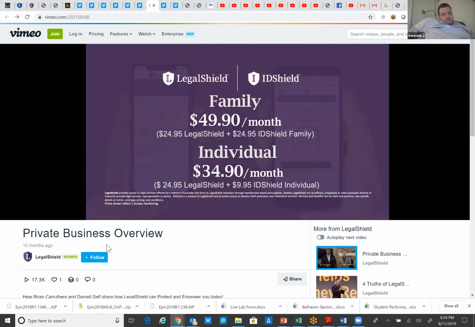And if you're an individual, so you're not married, you don't have any dependents, it's only $9.95. So collectively, the Legal Shield plan and our IDShield plan, only $49.90 to protect your entire family. Again, about $1 a day. So that's why these two services marry so well together.